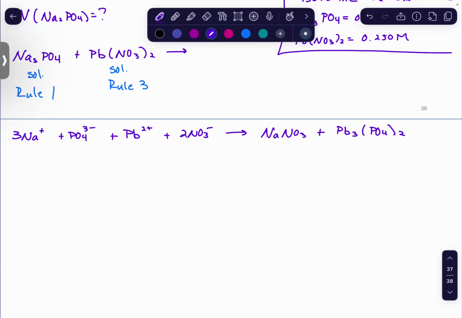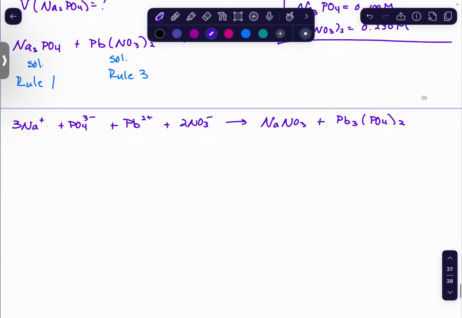Okay, so again, lead has a +2, phosphate has a -3. So they have to meet at +6, -6. So I need 3 of the leads and 2 of the phosphates. Okay, and so then I'm going to say, well, what's the solubility on the right side? Sodium nitrate is soluble by rule 1. Lead 2 phosphate is insoluble by rule 10. So we have a precipitation reaction.